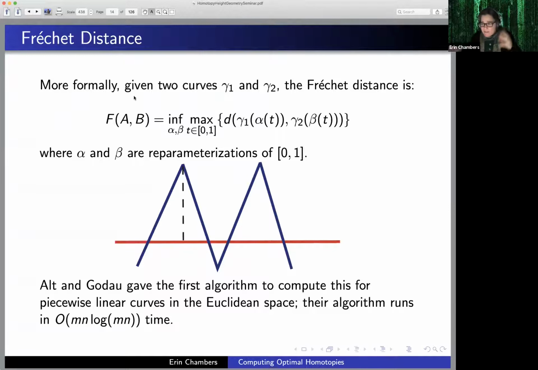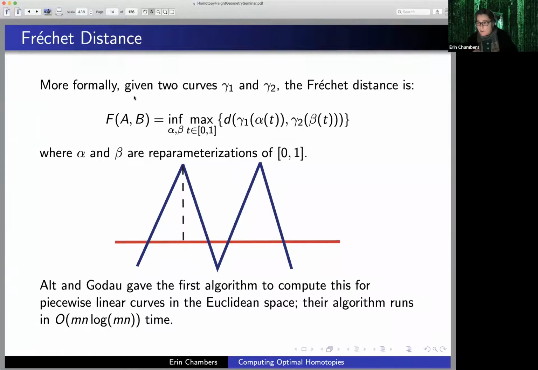So it's an inf because it's not clear that the min exists nicely, but it turns out in most Euclidean settings it does. It's pretty well studied. So just to put the first citation, this was probably the most famous initial paper on it, the Alt-Godau paper, which computed this for two piecewise linear curves in any dimension Euclidean space.